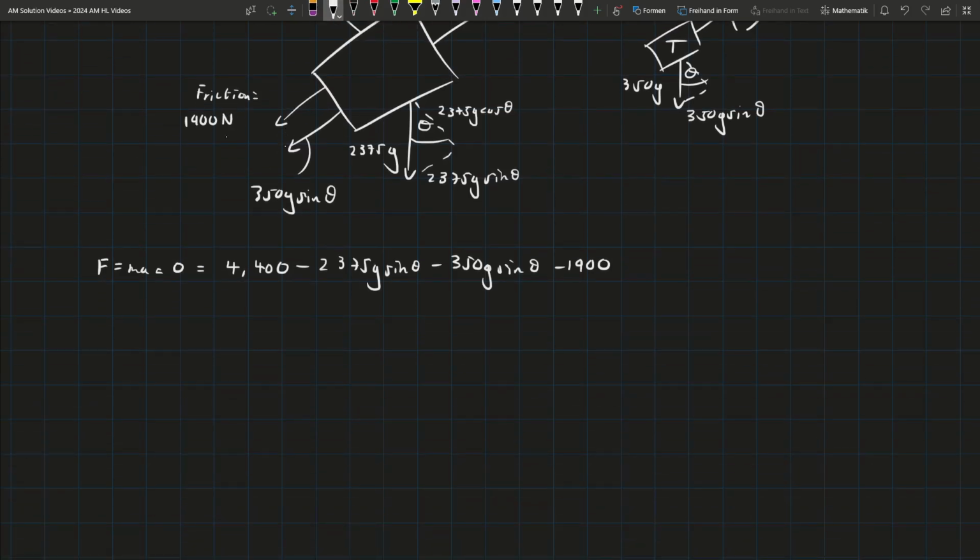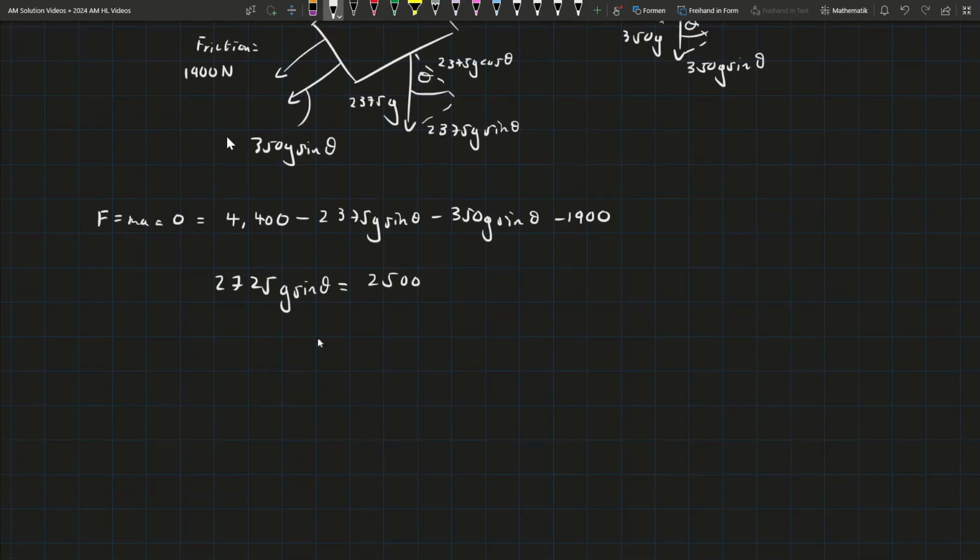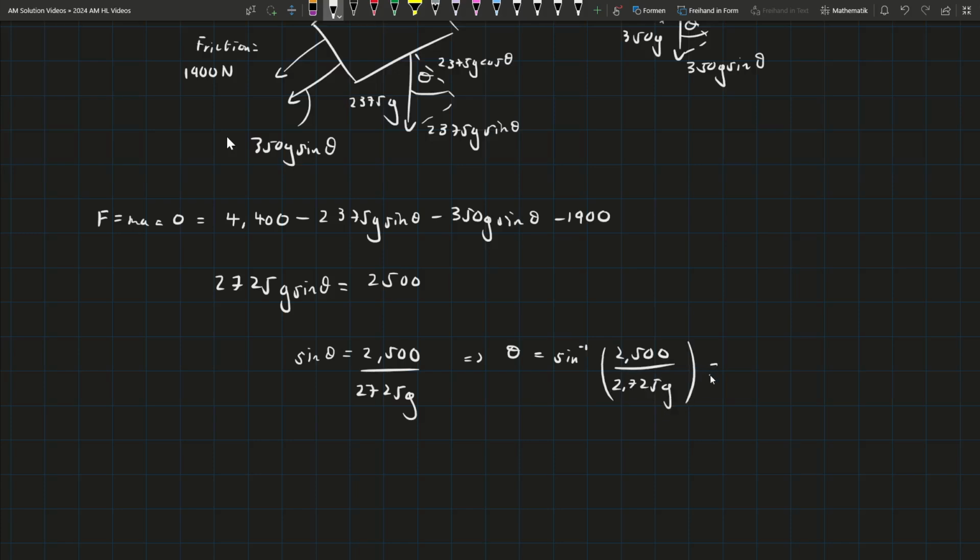I'll get my g's and sine thetas onto the other side and keep my forces onto this side. So we'll have 2375 plus 350. So on the left side, we'll have 2725 g sine theta equals 4,400 minus 1,900. That'll be 2,500 newtons on the right-hand side. So then we can just do some quick rearranging. We can say that sine theta is equal to 2,500 over 2725 g, which means that theta is given by the sine inverse of 2,500 all over 2725 g, which if you put that into your calculator, you'll get about 5.37 degrees as your answer for the angle theta.